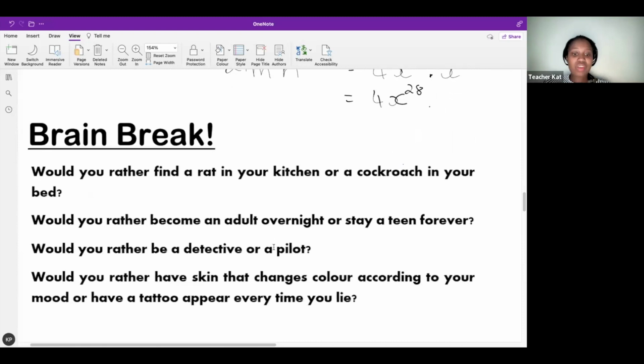And the last one, would you rather have skin that changes color according to your mood or have a tattoo appear every time you lie? So you either have purple skin when you are sad or every time you lie, there's a tattoo that appears on you. You don't even know where it's going to appear, guys. How often do you guys lie? You guys are afraid of... Wow. Okay. All right, guys. All right.